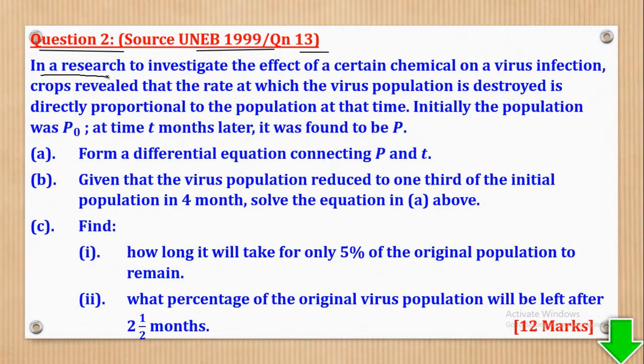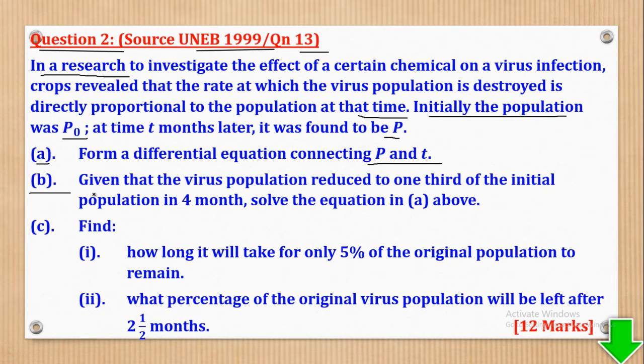So now we shall go to question 2, which came from UNEB 1999, paper 1, question 13, and it says, in a research to investigate the effect of a certain chemical on a virus infection, crops revealed that the rate at which the virus population is destroyed is directly proportional to the population at that time. Initially the population was P0. At time t months later it was found to be P. Part A, form a differential equation connecting P and t.